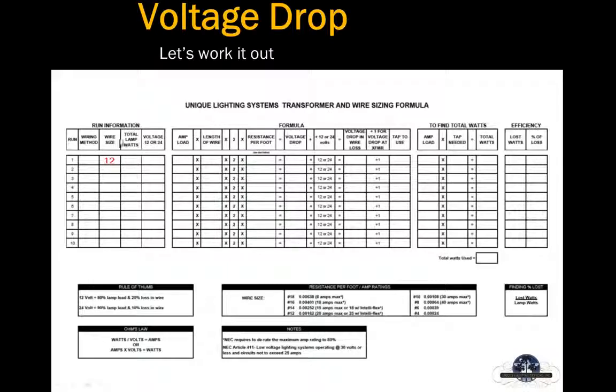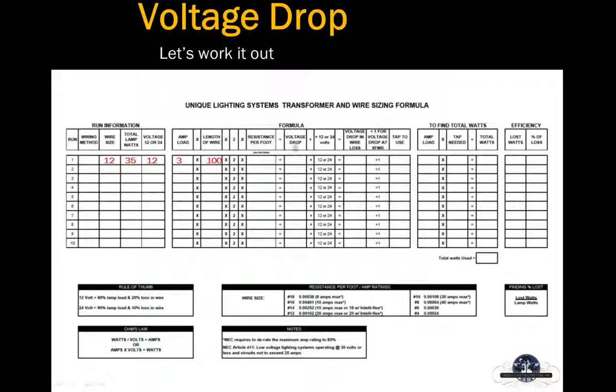So let's say we're going to have our 12-gauge wire. We've got our 35 watts that we're going to run on a 12-volt system. Now, we're going to figure out the amp load. Watts divided by volts equals 2.8, 2.9 amps. So I'm going to round it up to 3. We're going to be 100 feet away from the transformer.